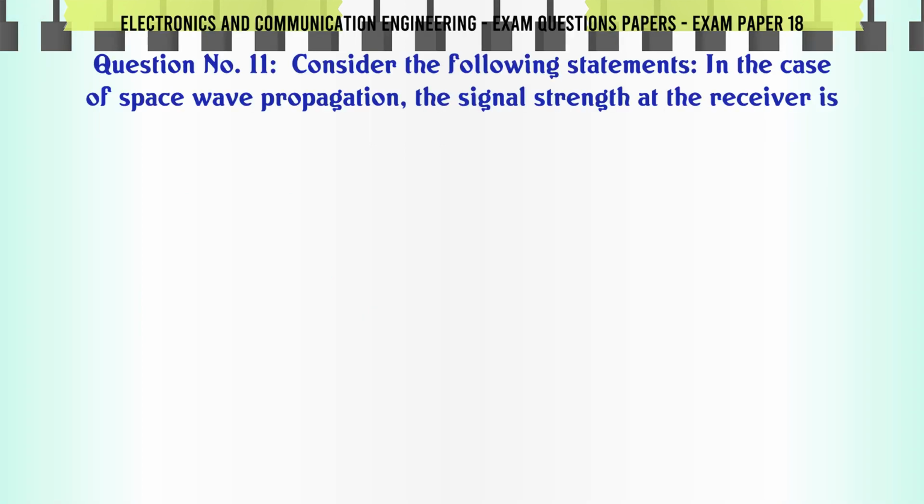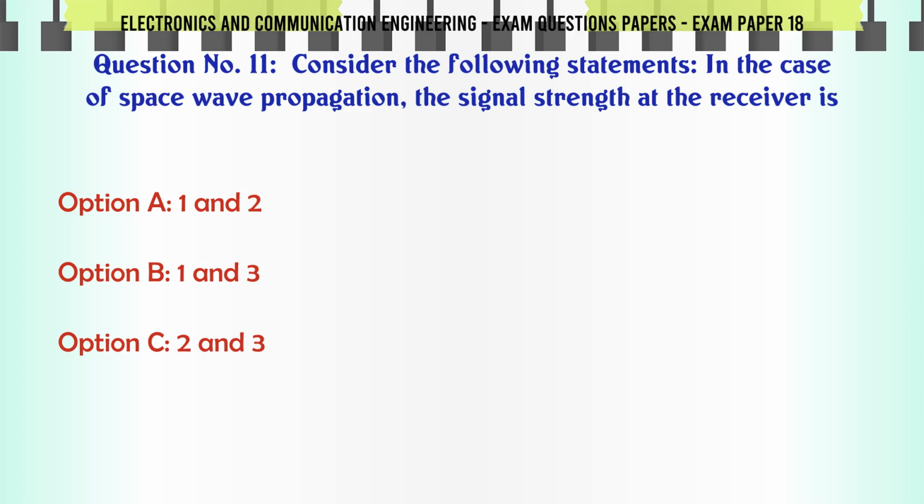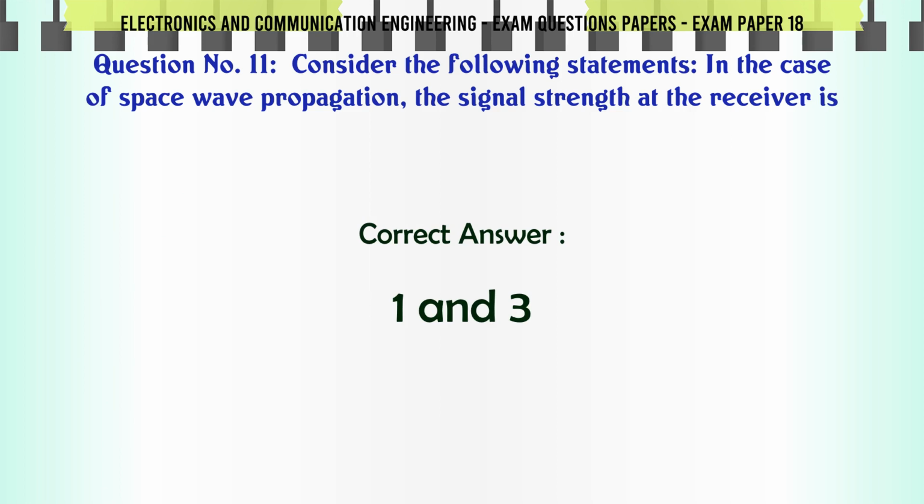Consider the following statements. In the case of space wave propagation, the signal strength at the receiver is A. 1 and 2, B. 1 and 3, C. 2 and 3, D. 3 only. The correct answer is 1 and 3.